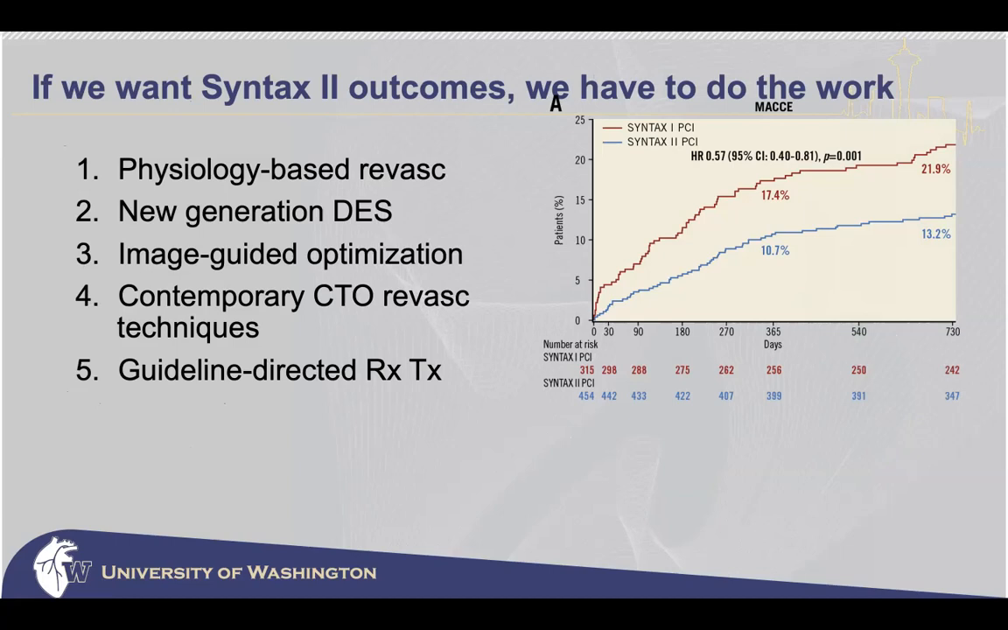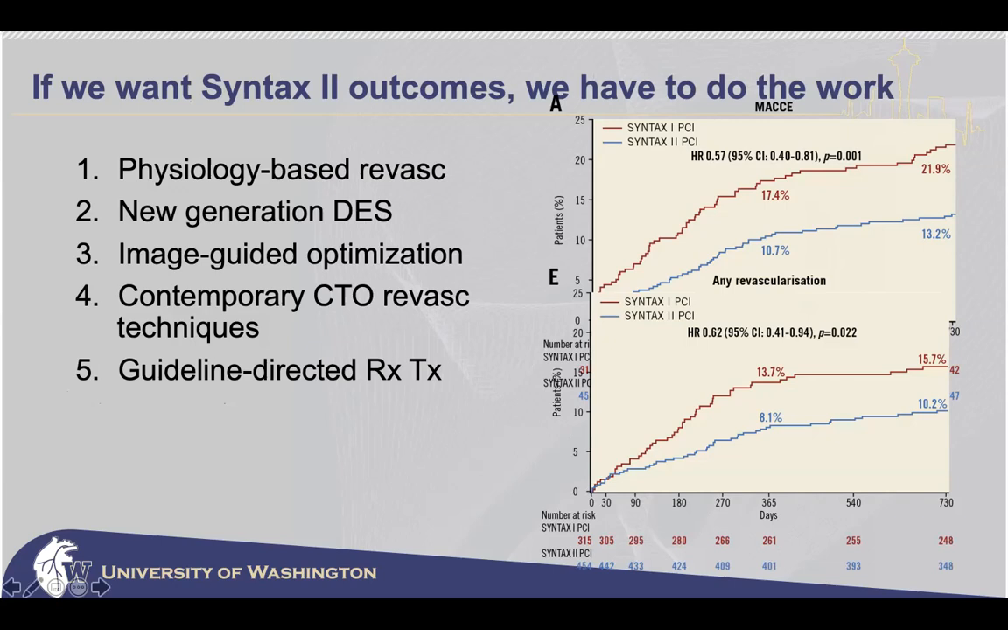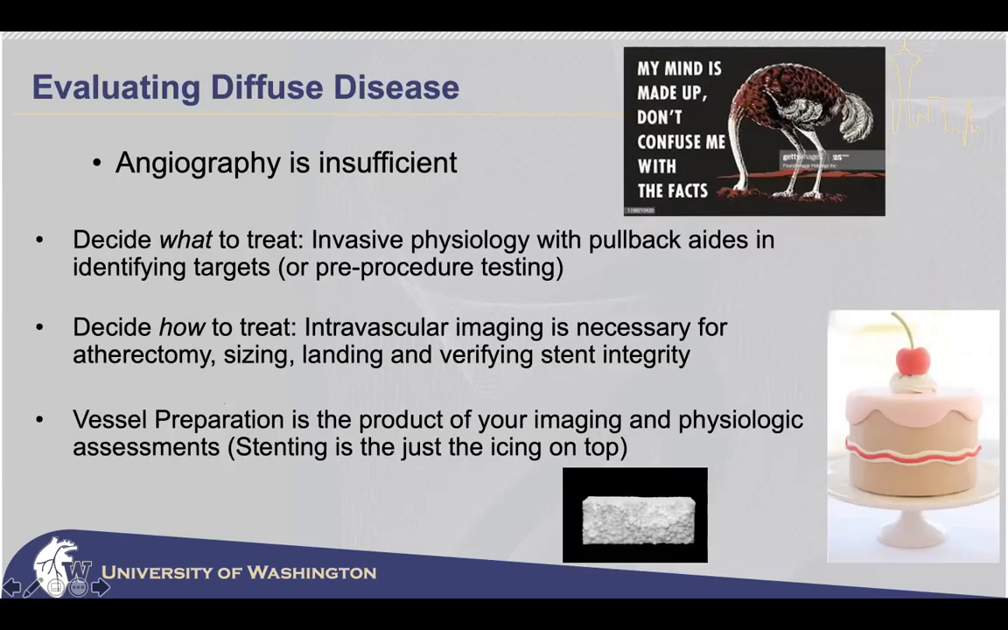If we want SYNTAX II style outcomes, however, we have to do the work that they put in. So up front, they were using new generation drug-eluting stents. In this case, that was the biopolymer degradable everolimus-eluting Synergy drug-eluting stent, but importantly, they also did physiology-based revasc. They used image guidance to optimize their stent results and used contemporary CTO techniques to improve their success rate. On the background of guideline-directed medical therapy and very low LDL, we saw a vast improvement in both MACE and repeat revascularization. But if we want to achieve those results, we have to do the work that they put in as well.